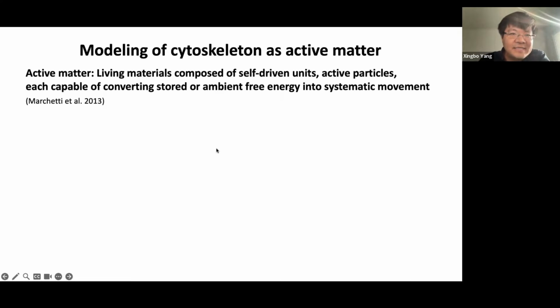So active matter is defined as living materials composed of self-driven units, or active particles, that are each capable of converting stored or ambient free energy into systematic movement. This definition comes from a very nice review paper by Marchetti et al. in 2013, which I also recommend as good reading. The keywords here are active particles that are self-driven, and that are able to convert energy into motion. A very simple example is self-propelled particles.